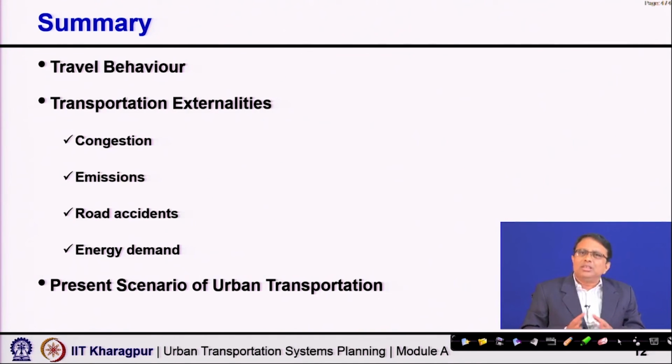So altogether, in this lecture we discussed the importance of travel behavior and certain important factors which influence the decision making of users. Then we talked about transport externalities: consumption, emission, safety or road accidents, and energy demand. Then we discussed a number of factors which describe the present scenario of urban transport, and all these show that it is not a surprise why our cities are congested, why we are emitting more in urban areas, why so many accidents are happening, and why we are doing inefficient energy management in the transport sector. So with this we close here, we will continue in the next lecture.